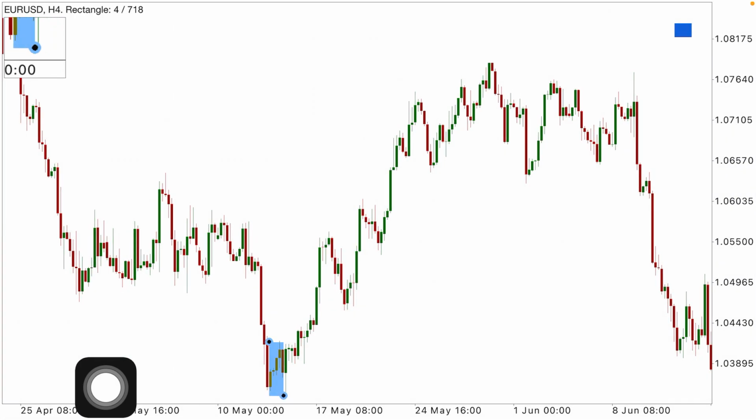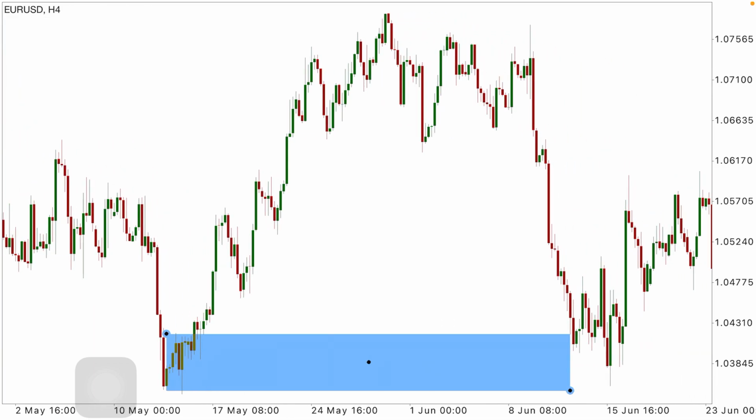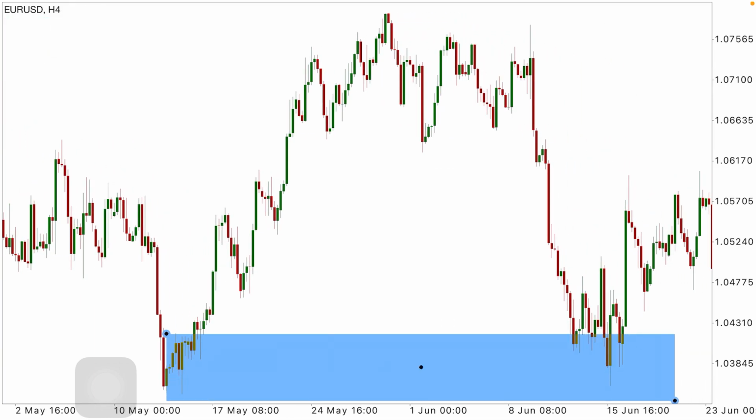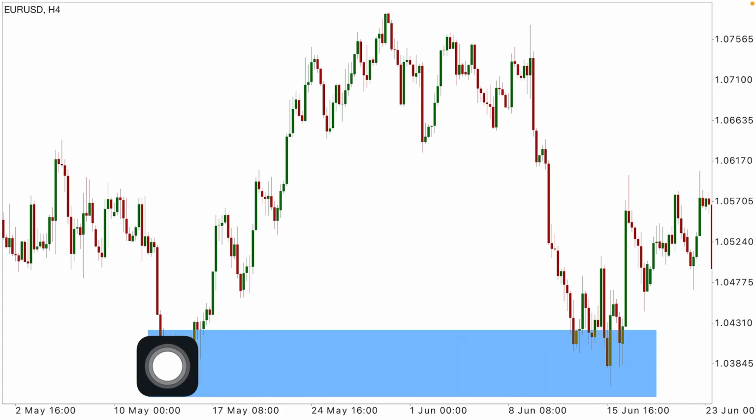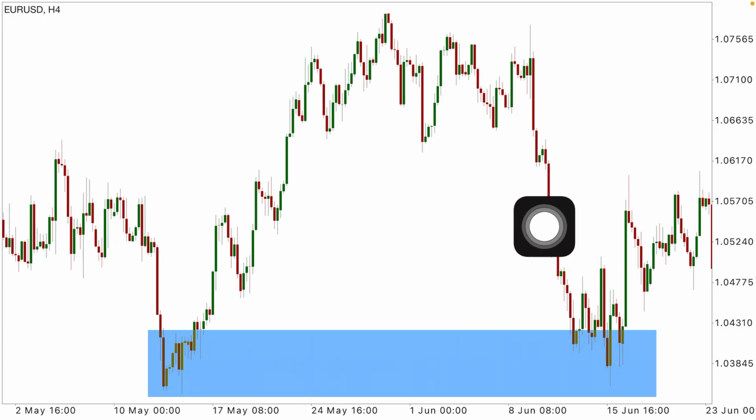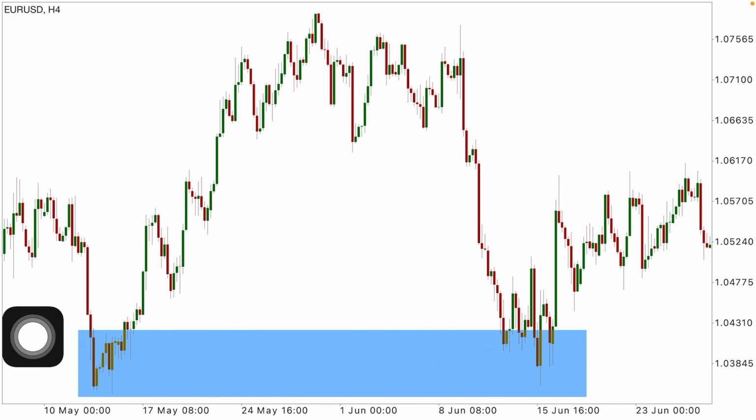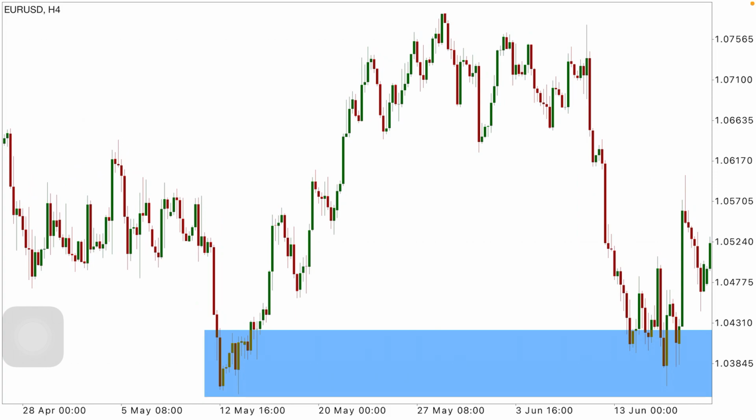We will mark the last bearish candle before the reversal, and we're going to extend it to the right side. We expect that if price comes back to that zone, it is supposed to reverse as well. It's going to react in a buy direction. So that is actually a demand zone. This is a demand zone or a bullish order block.